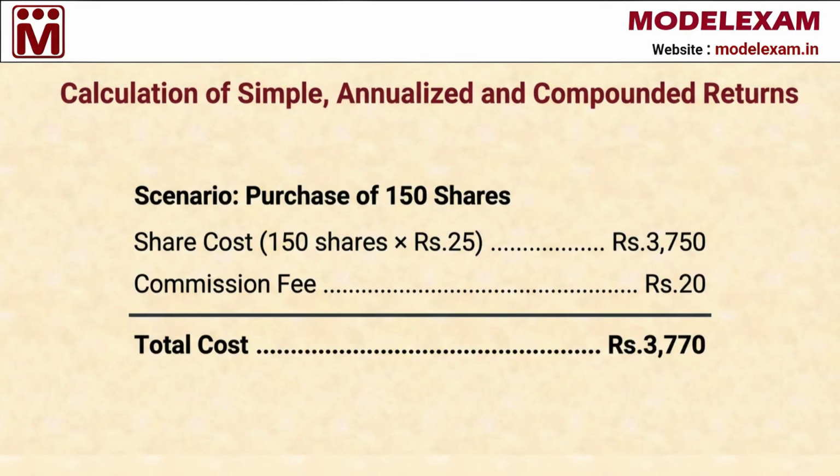Let us apply this to a real world scenario involving the purchase of 150 shares. Suppose you buy these shares at a cost of 25 rupees each. That creates a share cost of 3,750 rupees, but do not forget the fees. You also pay a commission fee of 20 rupees. When you add 3,750 plus 20, your total cost comes to 3,770 rupees.